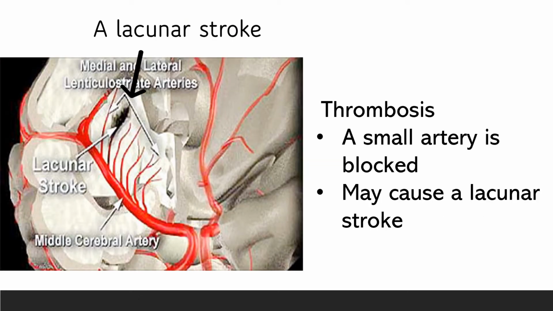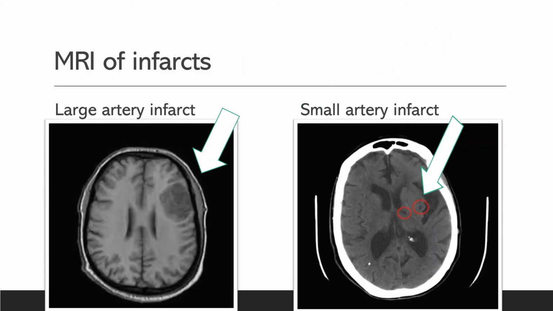When a small artery is blocked, it may cause a lacunar stroke. We call it a small artery thrombosis. And this is an example of an MRI scan of the brain. On the left-hand side, there's a large artery infarct producing a very large area of stroke. And on the right-hand side is an MRI that showed two small lacunar infarcts from small artery thrombosis.